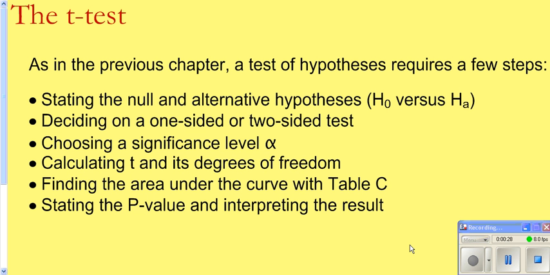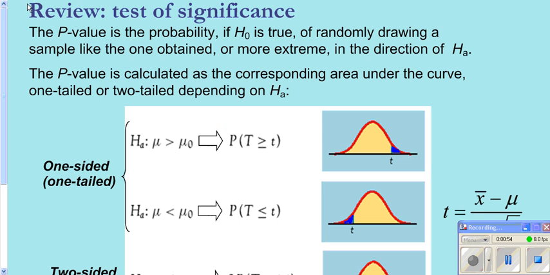We've already talked about the null hypothesis and alternative hypothesis, the one-sided test versus a two-sided test, what your significance level is, when to reject and fail to reject your null hypothesis. In the last video, you saw how to calculate your t-statistic and how to get your degrees of freedom. So let's take a look at this here.